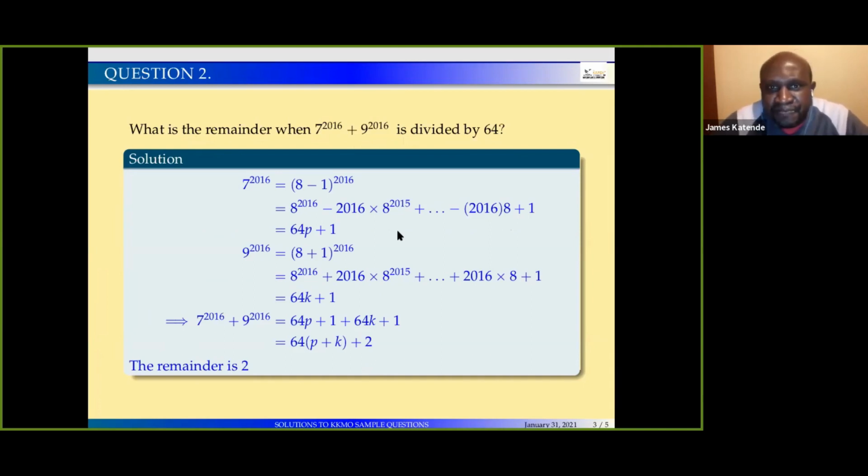So there are a number of ways you can approach this question, but we thought we should approach it using the binomial theorem.